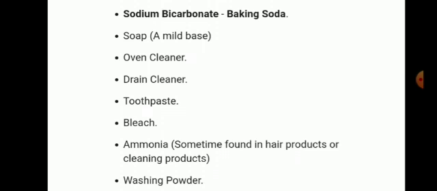Soap is a mild base. Oven cleaner, drain cleaner, toothpaste, bleach, they all contain bases. Ammonia is sometimes found in hair products or cleaning products. Washing powder, sodium carbonate. So these are all examples of alkali.